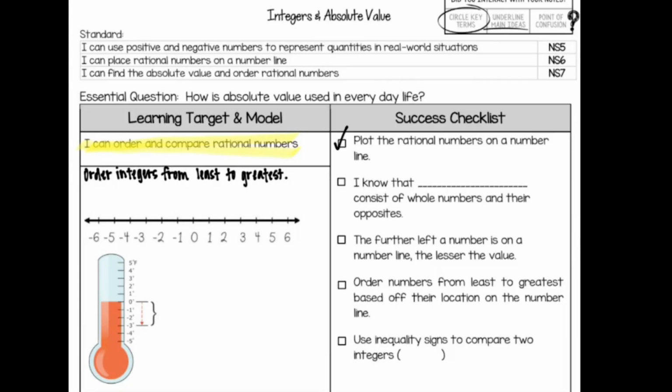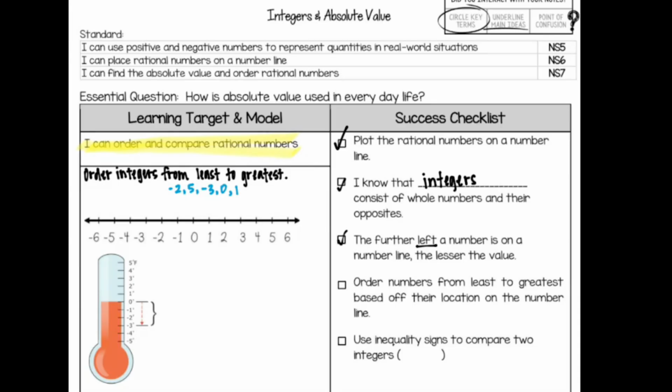And we will use the values -2, 5, -3, 0, and 1. Before we plot these points on the number line, I need to know that integers consist of whole numbers and their opposites. The further left on a number line, the lesser the value.